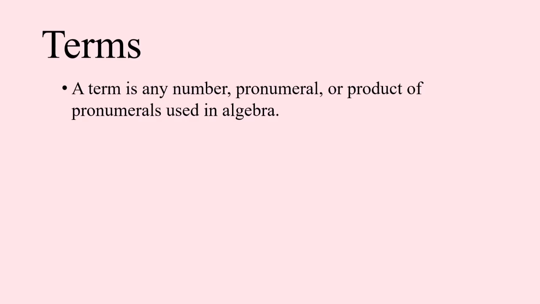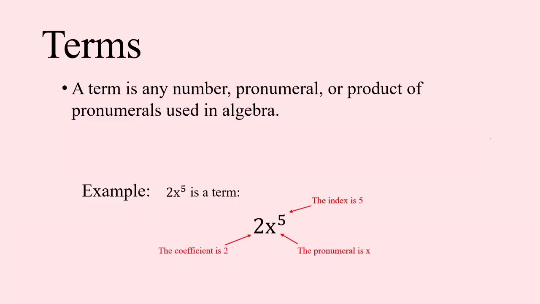Now, let me tell you what a term is. A term is any number or pronumeral or a product of pronumerals and numbers used in algebra. For example, 2x to the power of 5 is a term. And if you look closely at 2x to the power of 5, you will notice that the coefficient is 2, the pronumeral is x, and the index is 5. Other examples of terms are 5a, negative 3y, 8ab, 4x squared times y, etc.